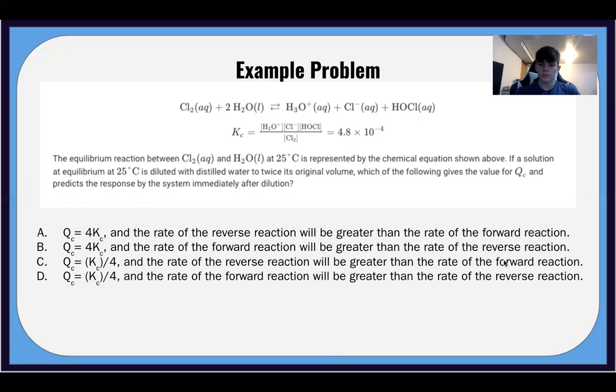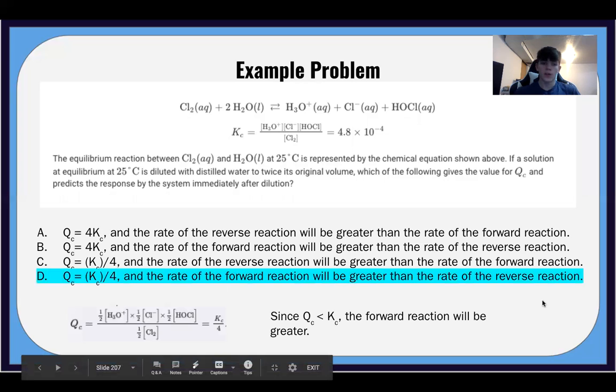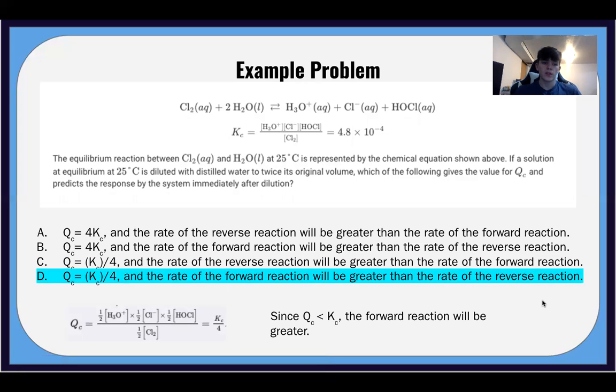The correct answer is D. QC equals Kc over 4, and the rate of the forward reaction will be greater than the rate of the reverse reaction. Now, taking a look at this problem, distilled water makes the volume twice as large. You may be thinking this one could be a pressure problem. However, this one is a concentration problem.